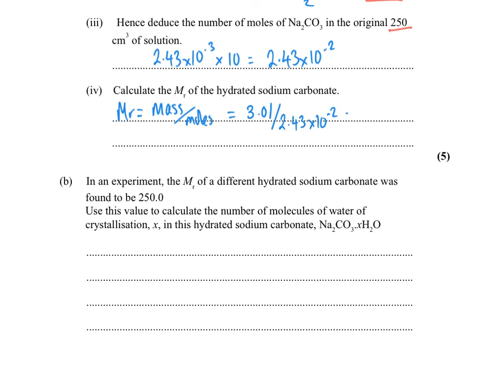If you ever think you've got a piece of information missing, always have a look back in the question, because you'll probably find the bit of information you're missing will be there. So that gives us an MR of 124.